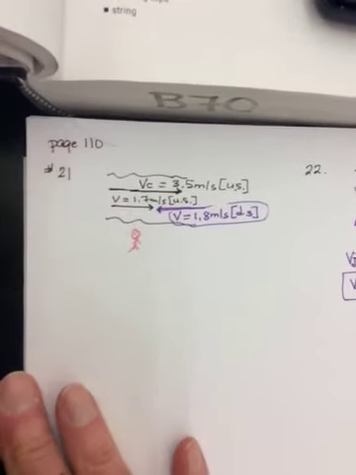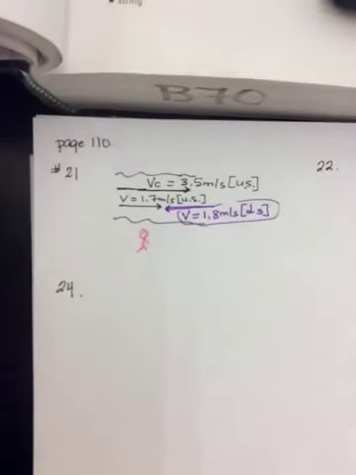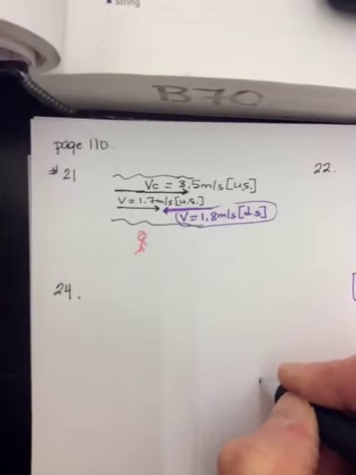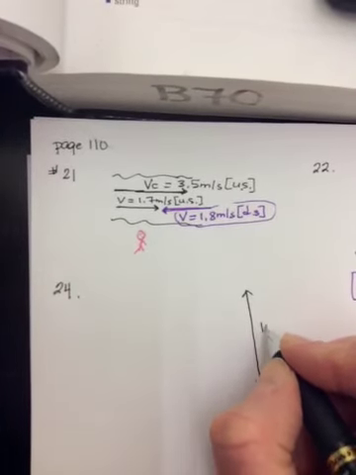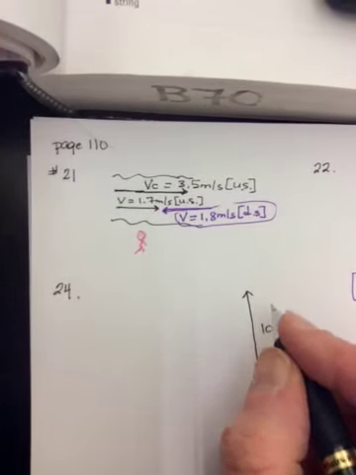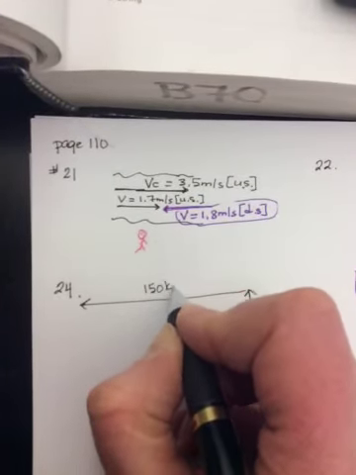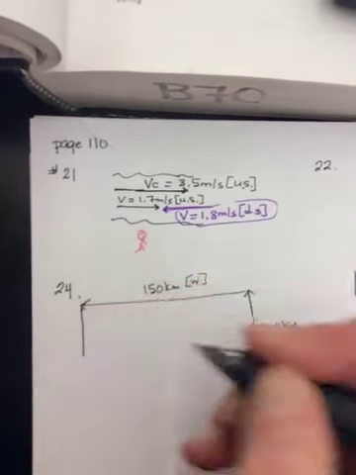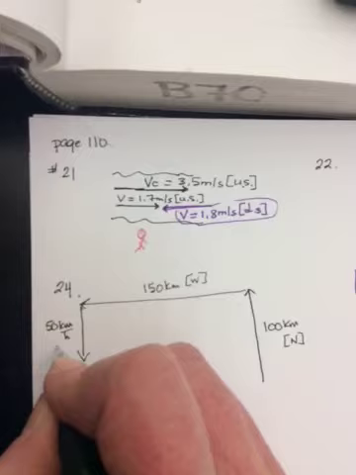Number 24 says an airplane travels due north for 100 kilometers, then west for 150, and then south for 50. So you don't have to draw these ones to scale because we're going to do it mathematically. So it's traveling north 100 kilometers, and then it's traveling west for 150 kilometers. And then it turns and goes 50 kilometers south. Okay, so your diagram should look like this.